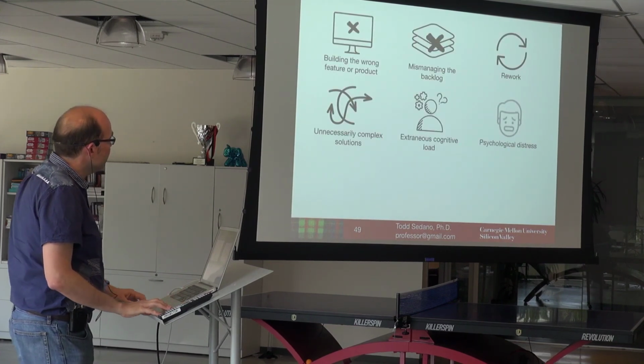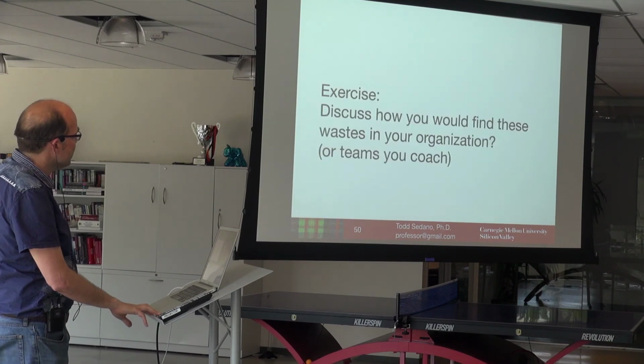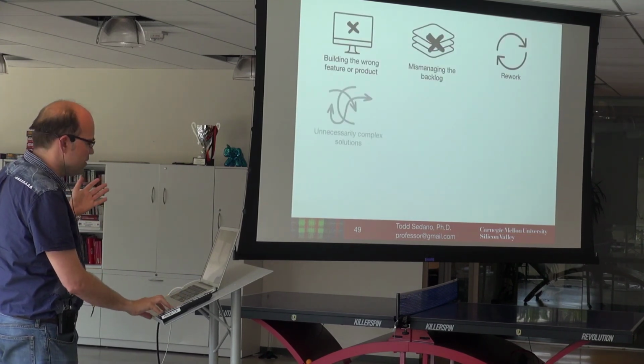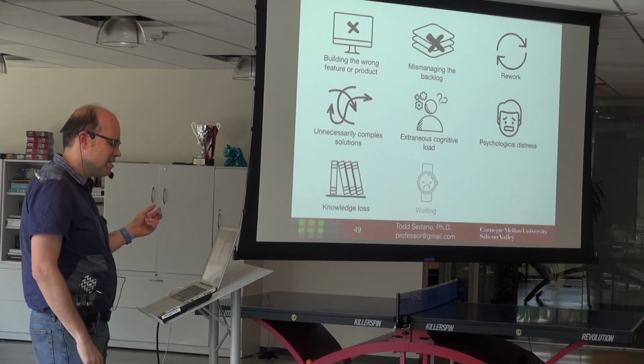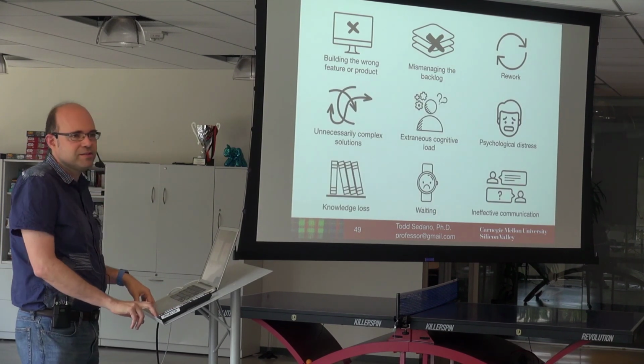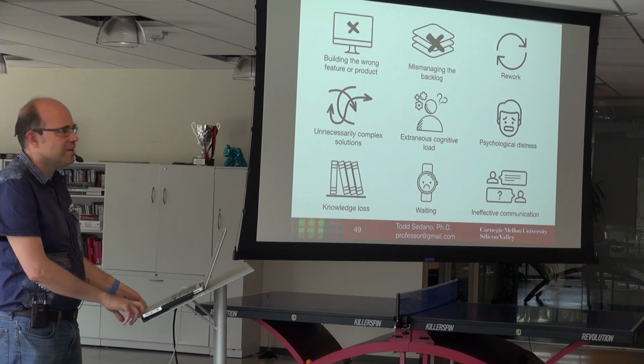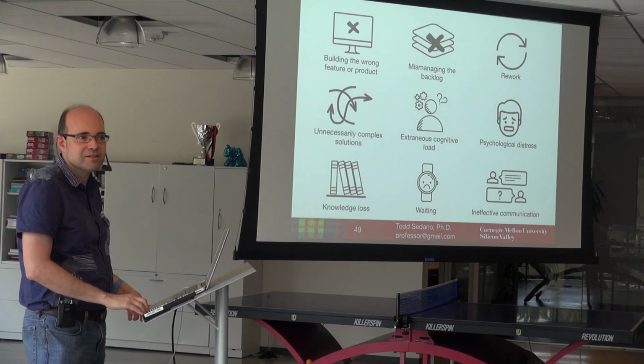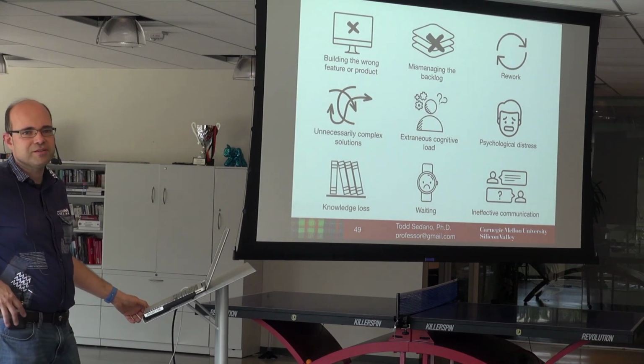So in review, we have 9 software development wastes that are unique to the way we work. So my exercise for us is to discuss how you would find these wastes in Pivotal. So now you know 9 ways to look for. Turn to a friend and discuss how would you look for these wastes at Pivotal.